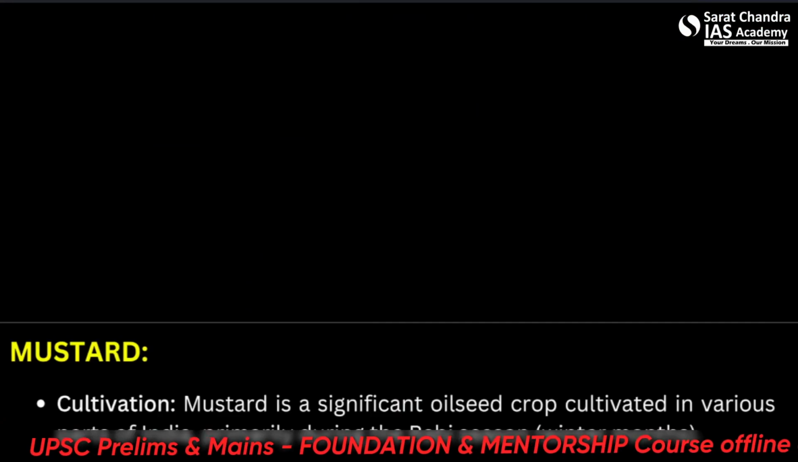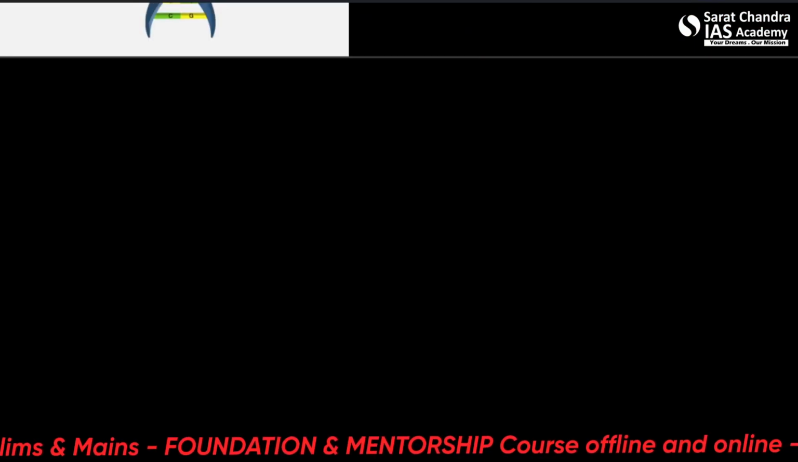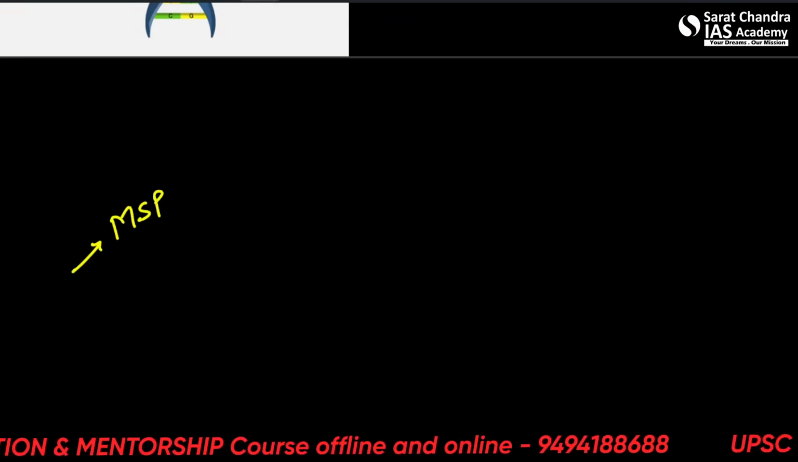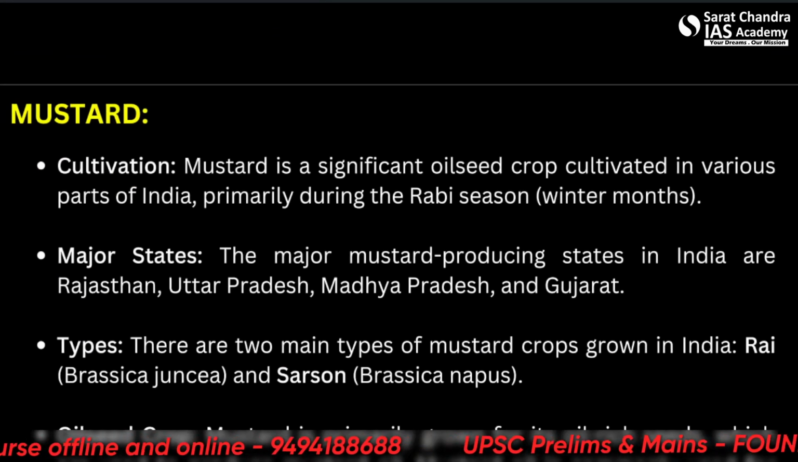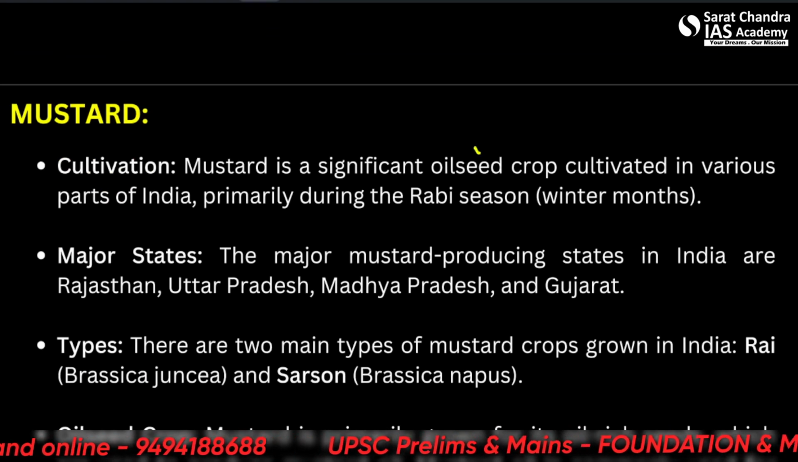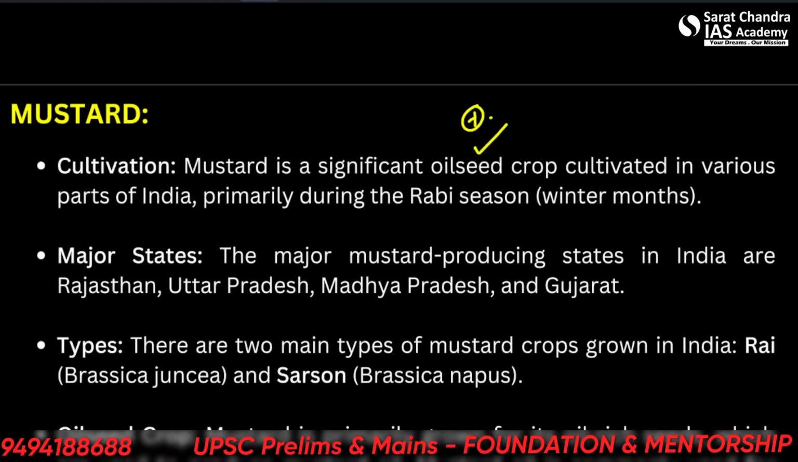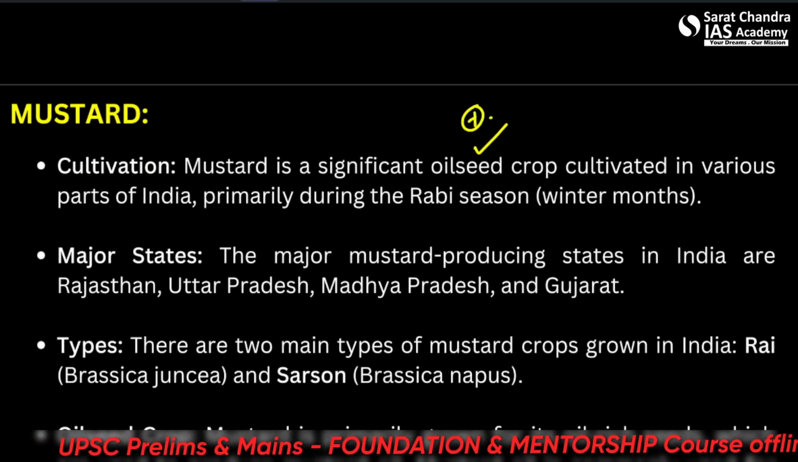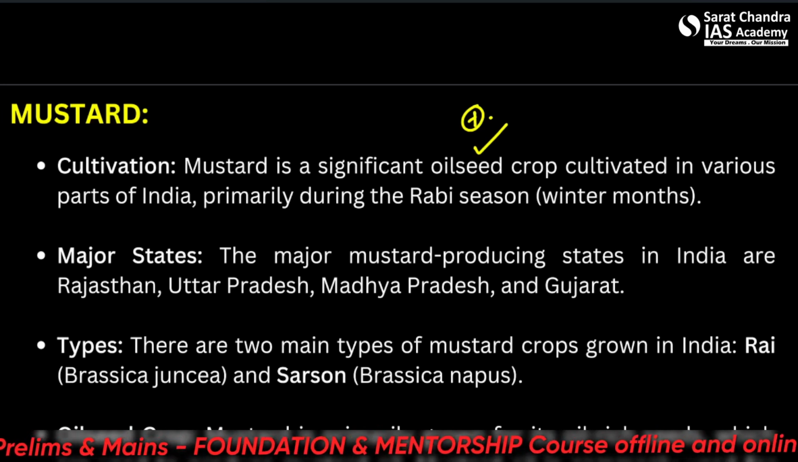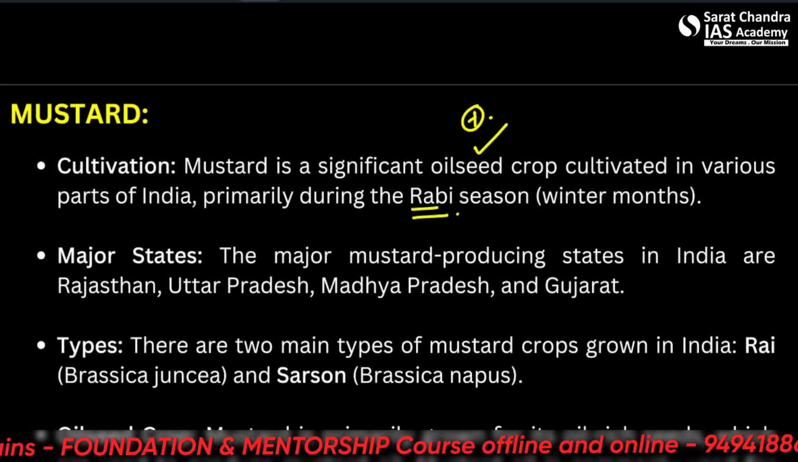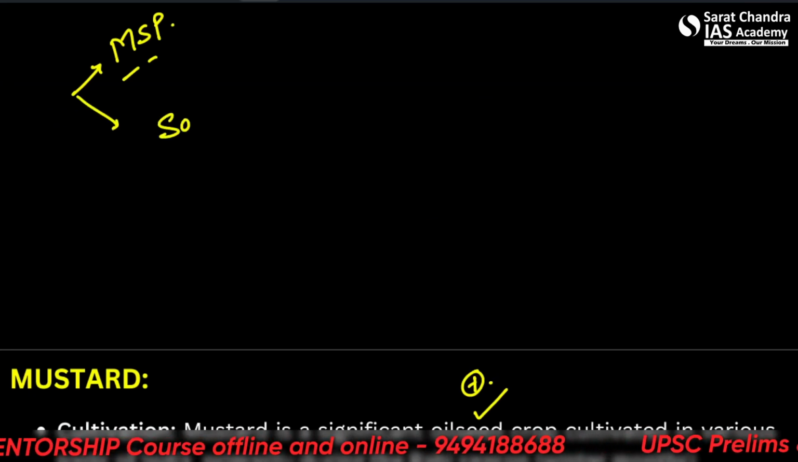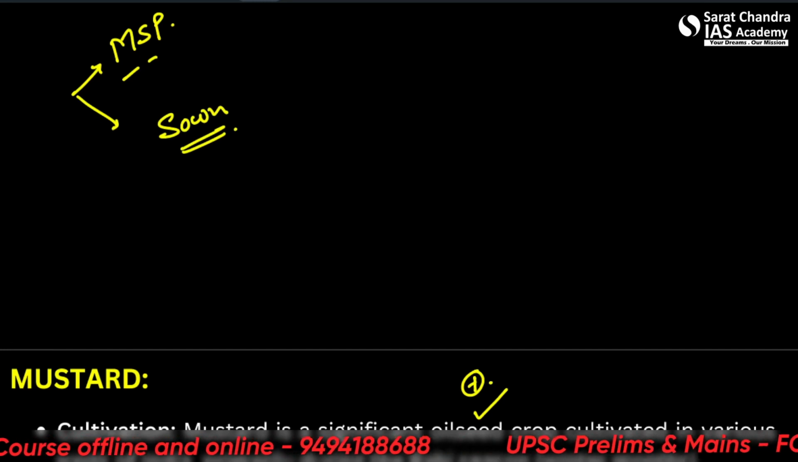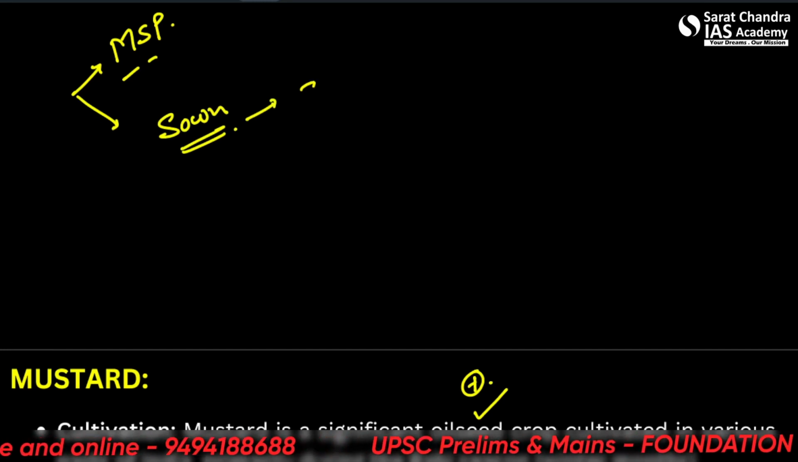Let's now move forward and see the mustard. What is mustard? This year also a question came about the MSP offered on mustard. It's a significant oilseed crop. This is the first and foremost important point. It is cultivated in various parts of India, primarily during the Rabi season. So this is a Rabi crop, sown in the winter months and harvested in the summertime.